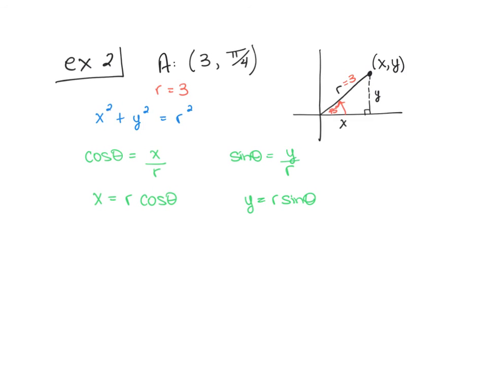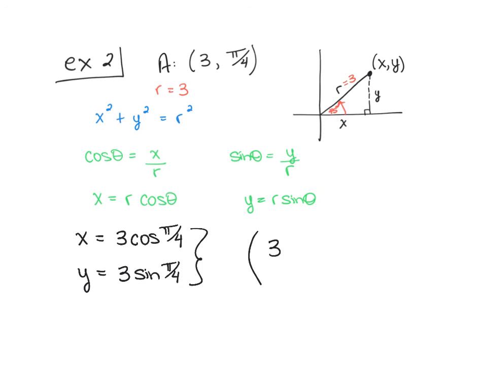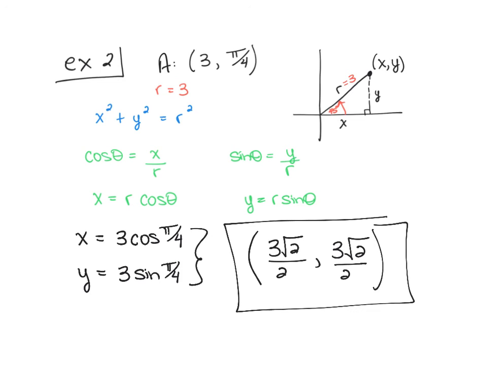My x coordinate can be found by taking my radius, which is 3, and multiplying it by the cosine of theta, which is pi over 4. And my y coordinate can be found by doing my radius of 3 multiplied by my sine of pi over 4, and that would give me 3 times the square root of 2 over 2. My ordered pair would become 3 square root of 2 over 2, comma 3 square root of 2 over 2, which is the conversion from this polar coordinate.